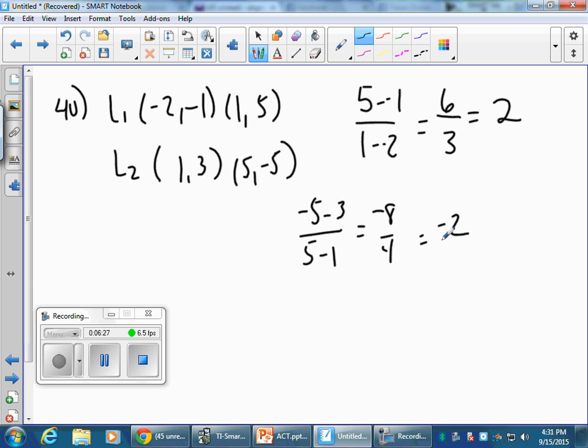Well, they're not parallel because they're not the same number. They're not perpendicular because they're not opposite reciprocals. So the answer here is these are neither, not parallel, not perpendicular. That just means they're going to intersect, but not at a right angle.